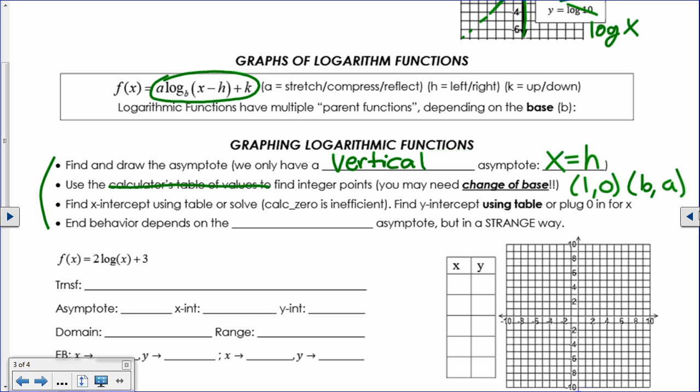So one of your points is going to be (1, 0), right? The other one is going to be (B, A). The B and the A come from your equation. So the B is the base, and the A is the number at the front. So whatever those two numbers are, that will give you one of these points.